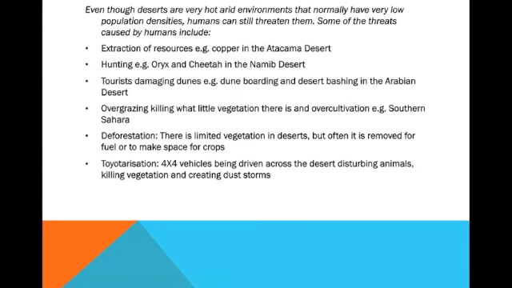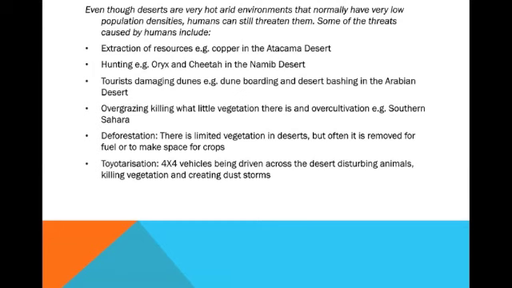Even though deserts are very hot, arid environments that normally have very low population densities, humans can still threaten them. Some of the threats are caused by humans, and these may include extraction of resources, for instance, if you want to take copper from a desert. Hunting, for instance, animals that live in deserts, like if you want to hunt cheetahs to make a rug or something. Tourists damaging dunes. So, if there are dunes bordering a desert and tourists damage them, well, it's not good.